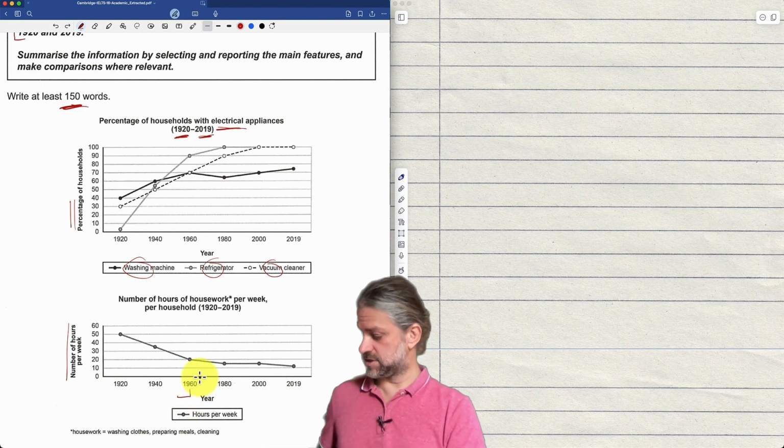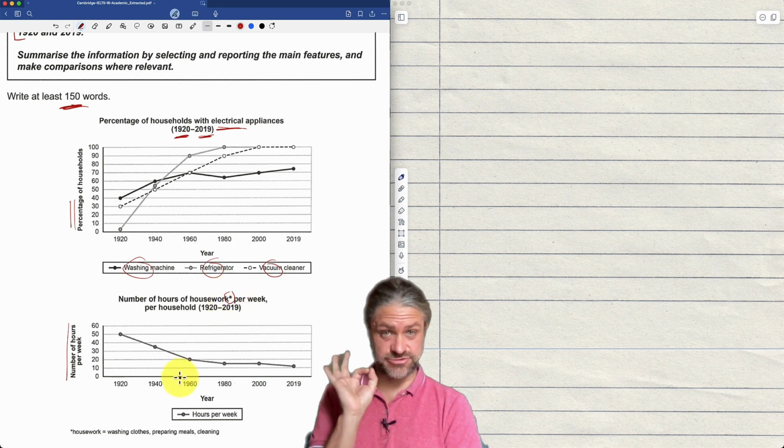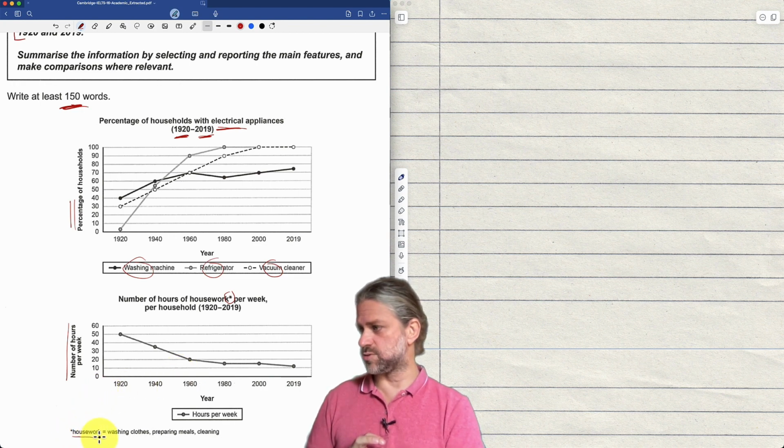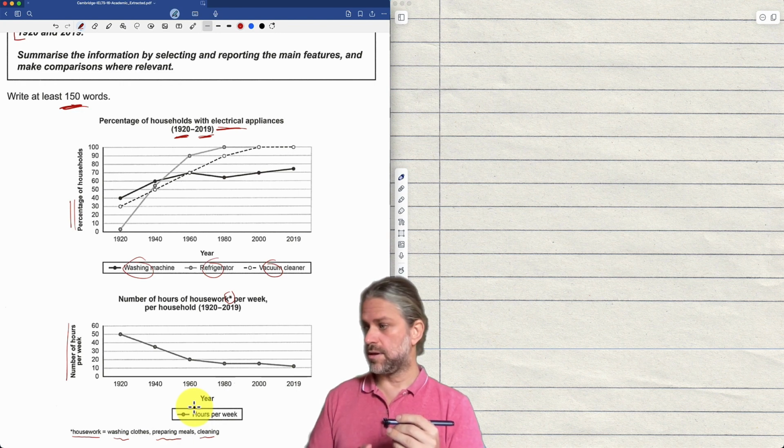So the number of hours that people in the household spend doing housework. Now look out for these little dots, these asterisks, that's the technical name, the little stars, because that will tell us more information. So that means the housework, what is it defined by housework, is washing clothes, preparing meals, and then cleaning in general. Washing up, washing, tidying up, things like that.